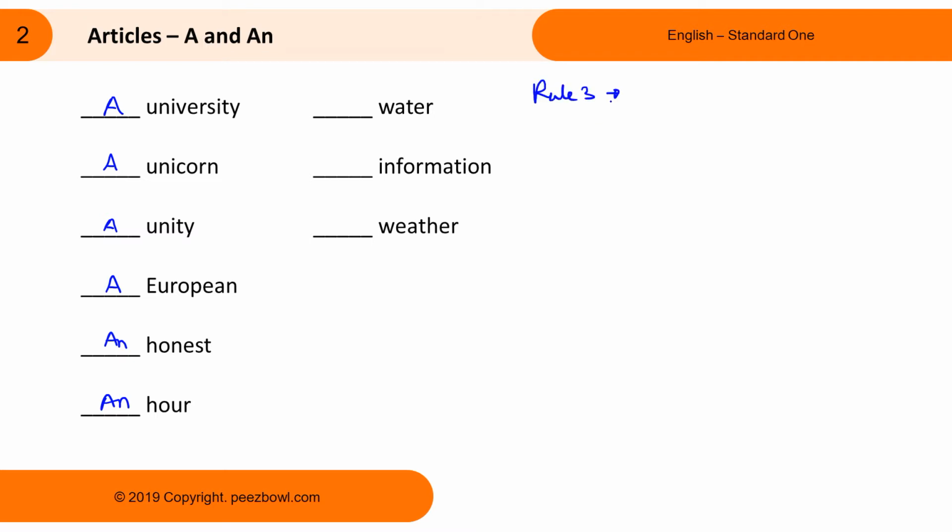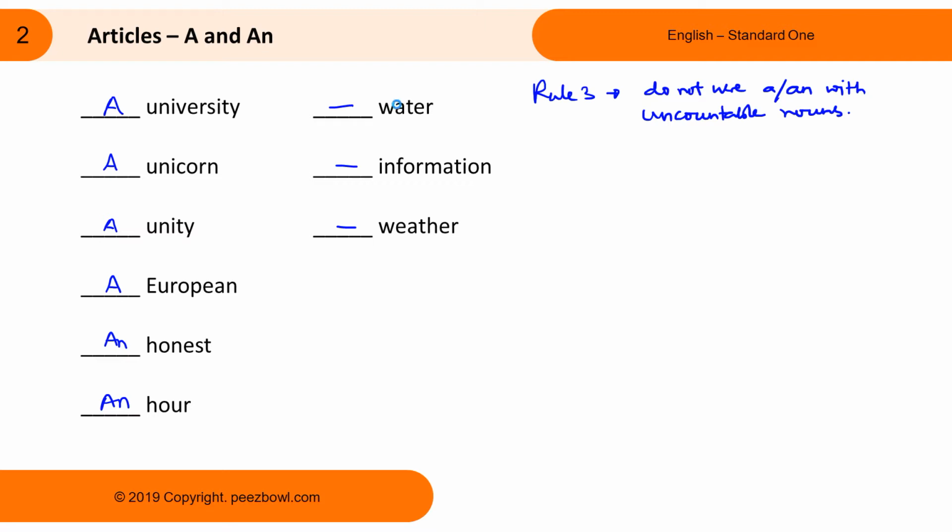Do not use A or N with uncountable nouns. Uncountable nouns. Okay, so we will not use A or N with water, information, and weather, or any uncountable nouns. There are a few more rules where we need to use A or N.